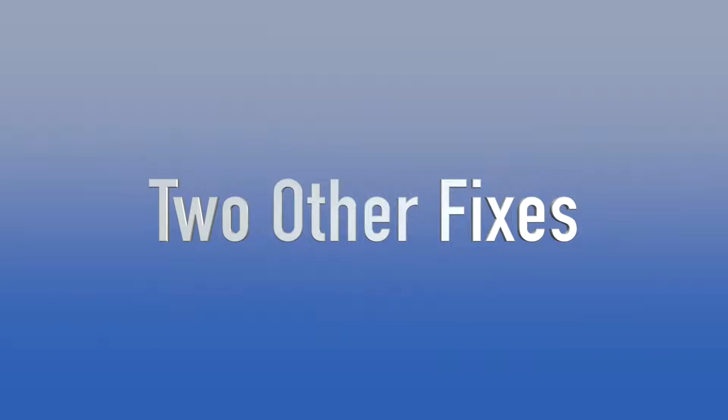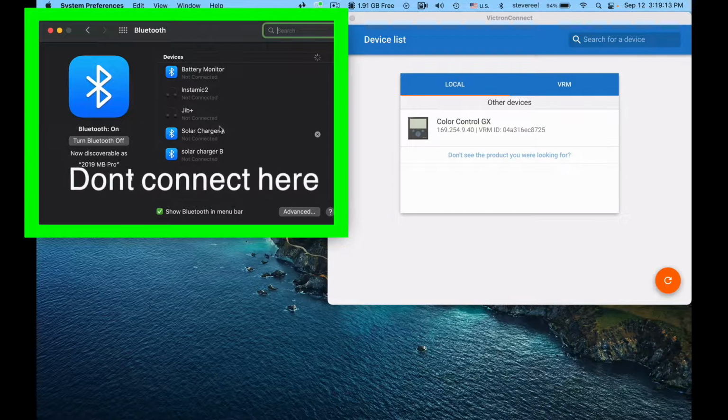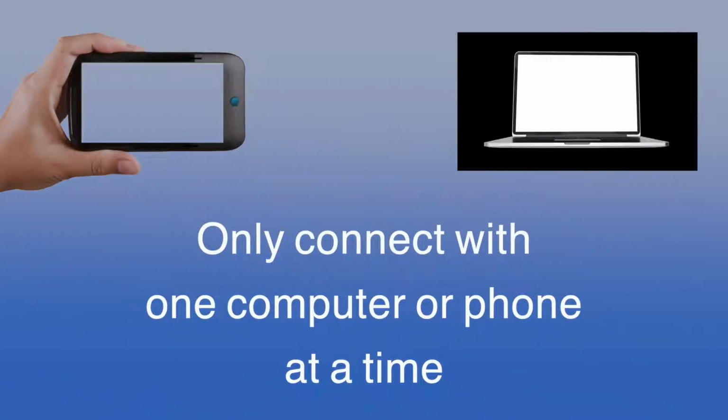Okay, so before we end this video, I'm going to go over 2 other things that can cause a problem. The first one, as we looked at earlier, don't be connected to Bluetooth through your operating system. So under your system preferences, if you're connected to Bluetooth, the app cannot also connect to Bluetooth. And secondly, only one phone or computer can be connected by Bluetooth at one time.